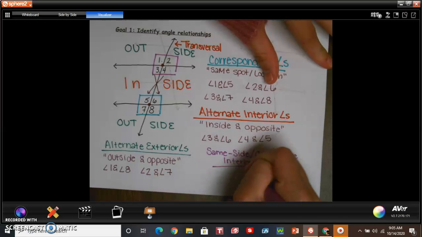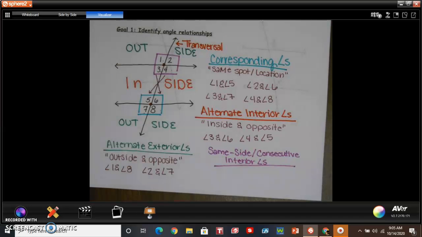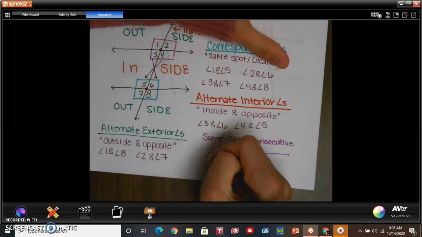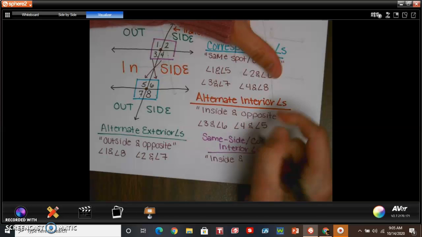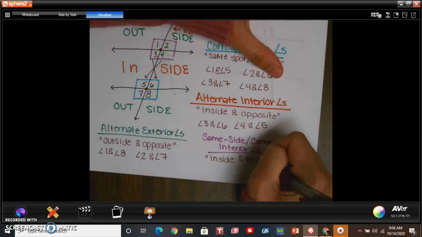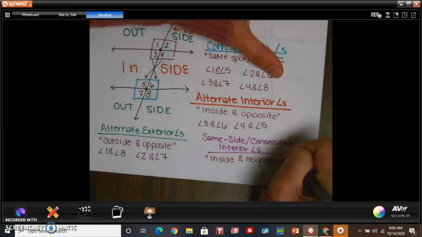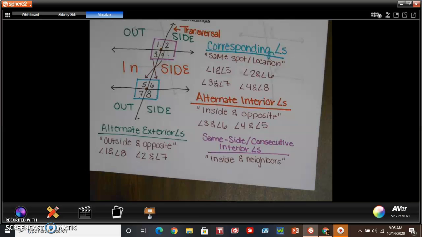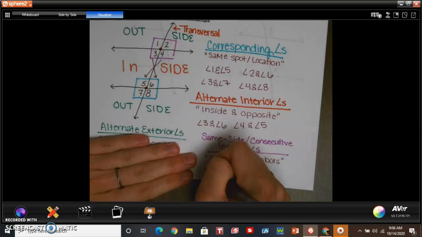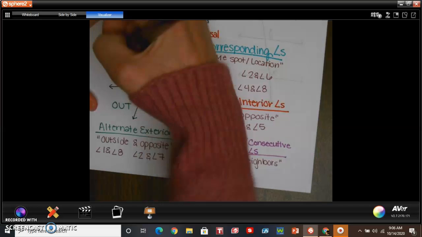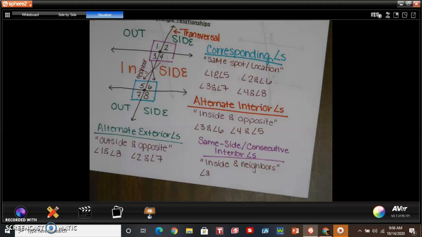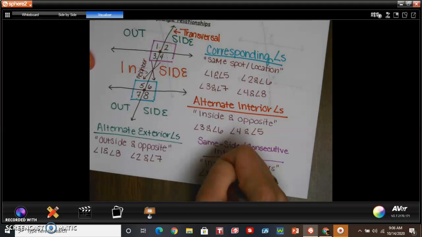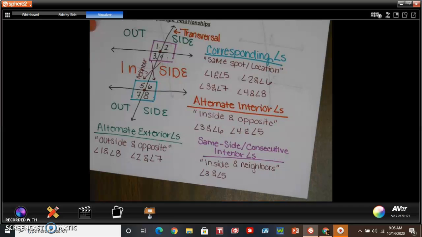Now, we're just going to call them same side, but consecutive would be the legitimate vocab word here, but we're going to call them same side. And since we're interior, we already know that we're inside, but this time we're going to be neighbors. Okay, we're inside and neighbors. So we're going back to our inside, and if we look at angle 3, the neighbor, whoever is on the same side as the angle. So 3 and 5 are considered neighbors. They are same side interior.